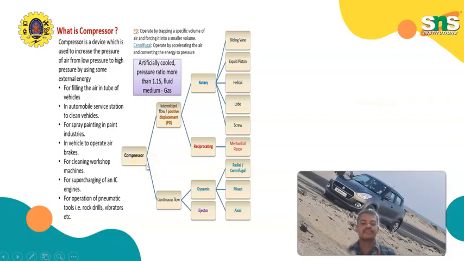Now, the classifications of compressors. The first classification is positive displacement compressors. These compressors increase the pressure by reducing the volume of gases. In reciprocating compressors, the piston is driven by a crankshaft to deliver the gas at high pressures.